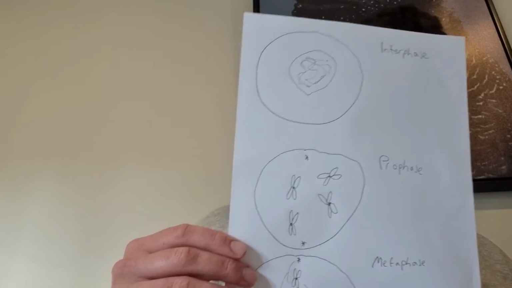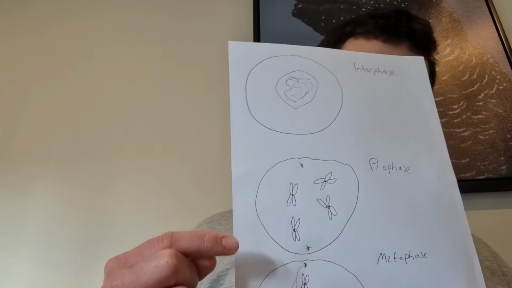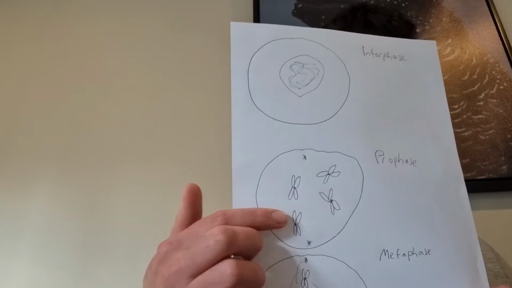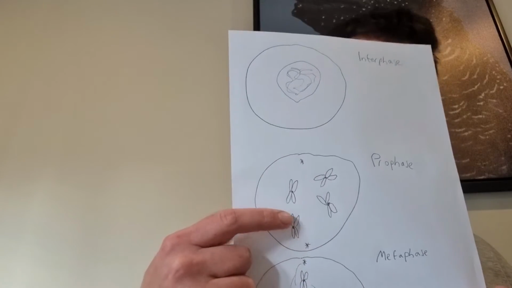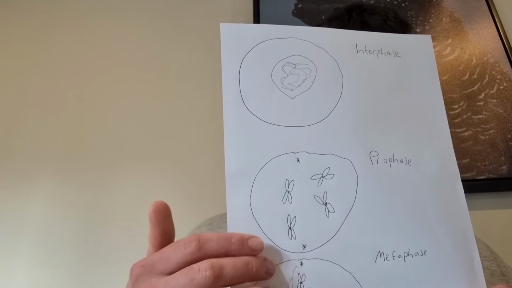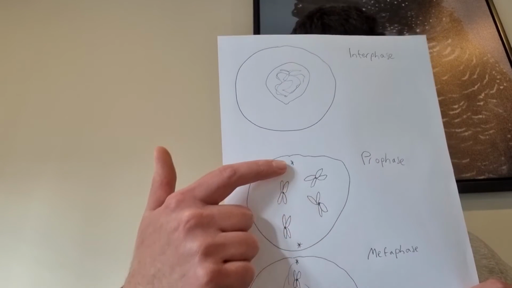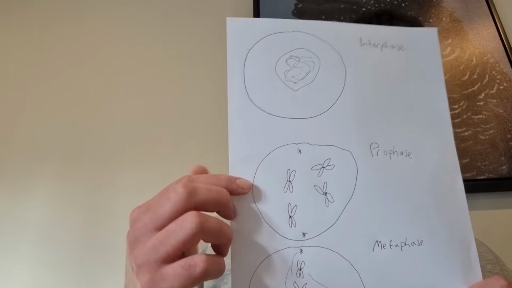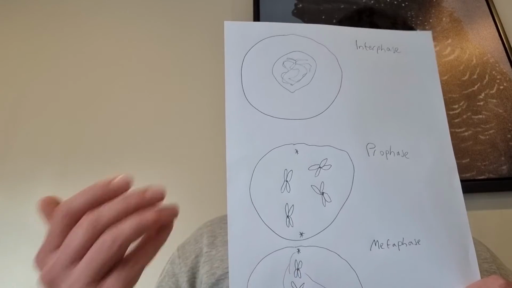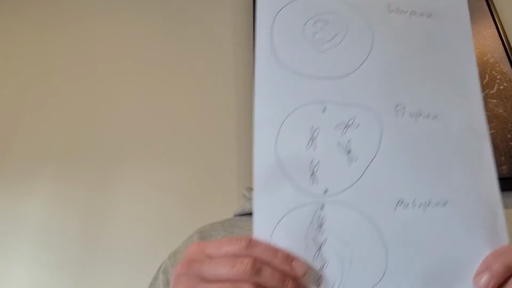Then when the prophase happens, the nuclear membrane dissolves, so the boundary of the nucleus dissolves, and the chromosomes form. So I've just done 4 chromosomes here. In humans, there are 46. But as well as the chromosomes forming, these two things here that we call the spindles also form. So that's the prophase. The nuclear membrane dissolves, the chromosomes form, and the spindles appear.